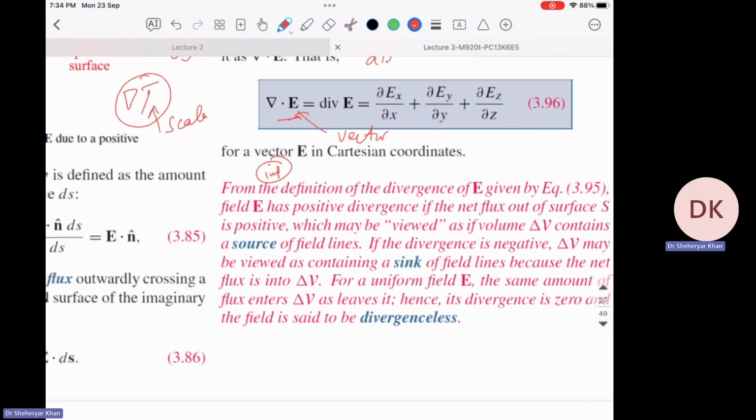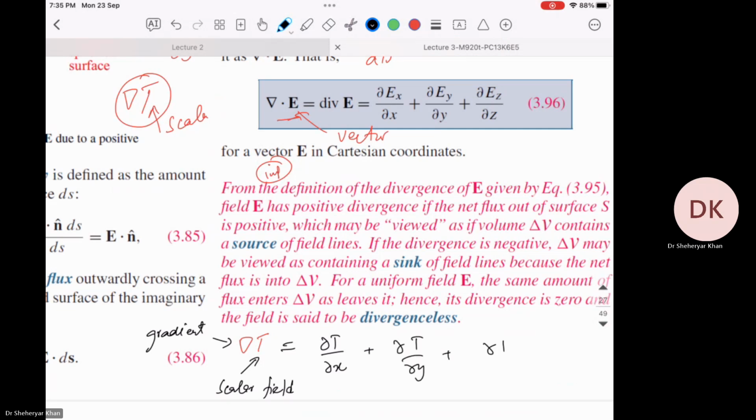I can write here. You see, del of T. This is called the gradient, and this is temperature. We call it a scalar field. Okay, and the answer is del T over x. So that's the main difference. We have a complete function here, T. Another main difference is it has a unit vector. Why? Because the answer is a vector.